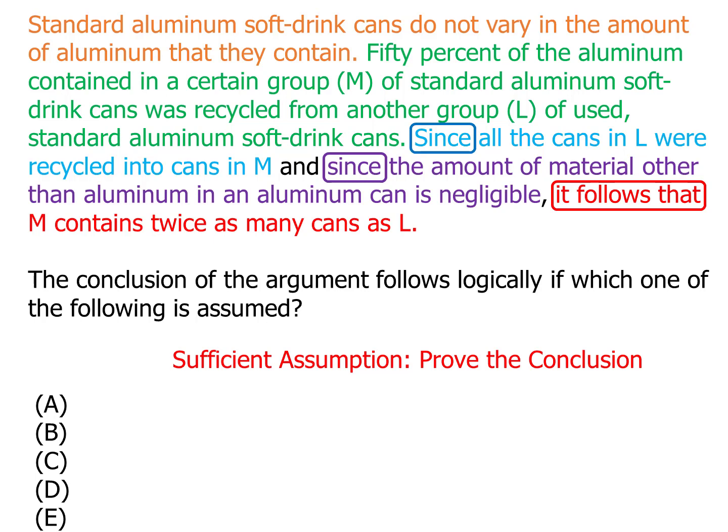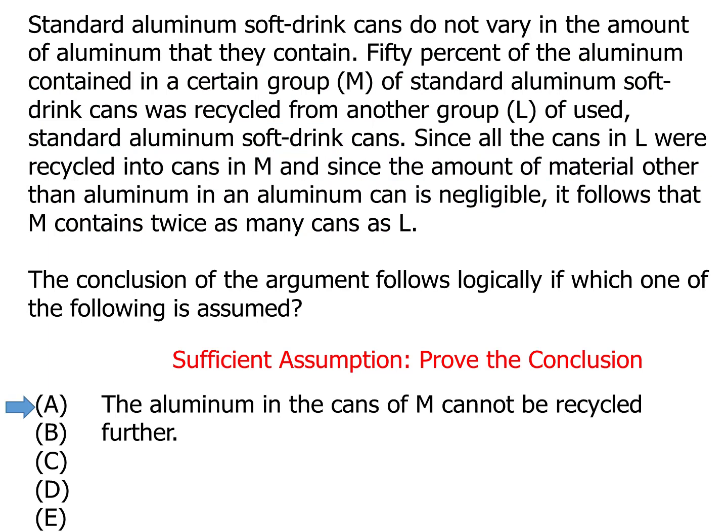So let's look at the answer choices and see if we can find something that, when added to what we have, closes down all possible loopholes, makes it so that, yeah, M is definitely twice as big as L. Answer choice A, the aluminum in the cans of M can't be recycled further. Well, what happens to M after we've made it is really beyond the scope of the argument. This argument is trying to prove what M is made up of now. What happens to M when it's M's turn to go to the recycling plant is irrelevant. It won't help us prove the size of M right now.